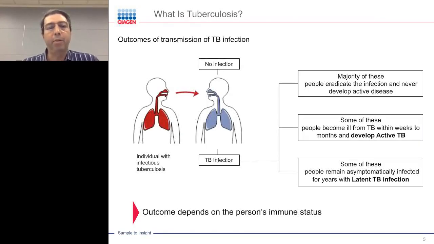So a little bit of background about tuberculosis. When somebody is exposed to TB via aerosols, a number of things can happen. In the majority of cases, the person is able to eradicate the infection and will never develop active disease. However, in some cases, people become ill and develop TB fairly rapidly. Usually the highest risk is within the first 1 to 2 years after being infected. And then for the majority of people that are infected, they will remain asymptomatic for years and continue with the condition that we call latent TB infection.